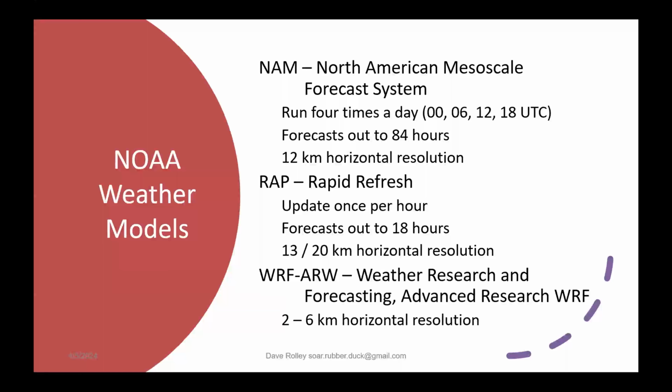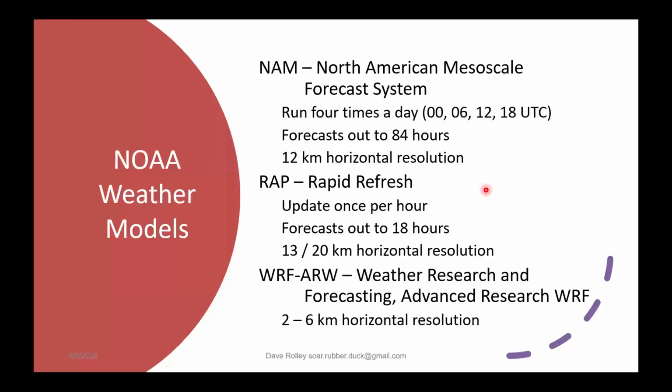There is the NAM, the North American Mesoscale Forecast System. It's run 4 times a day. These are all UTC, so midnight, 6, 12, and 1800. It goes out for up to 84 hours, and it uses a 12-kilometer horizontal resolution. And next slide, I'll show you how this works.